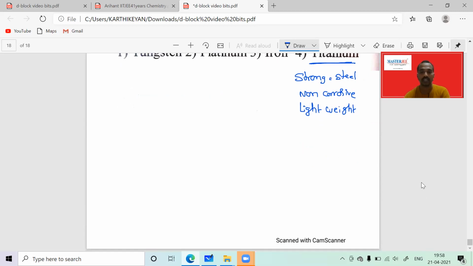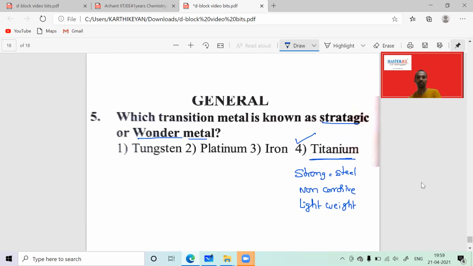Okay, so that's about the objective part regarding this introduction part. In the next part, we are going to discuss the physical properties, and then in the next part the chemical properties, and then some of the important compounds like potassium permanganate and potassium dichromate. And then the next part will be about f-block elements like lanthanides and actinides.